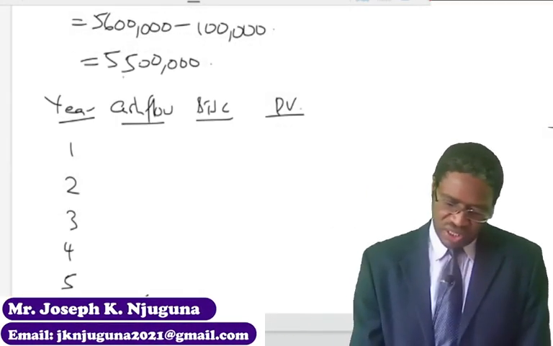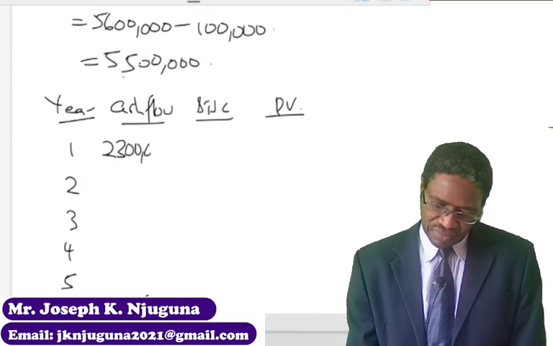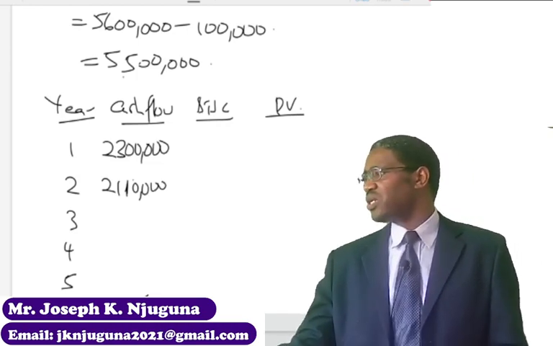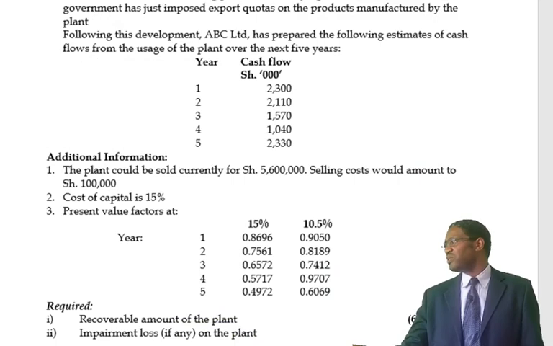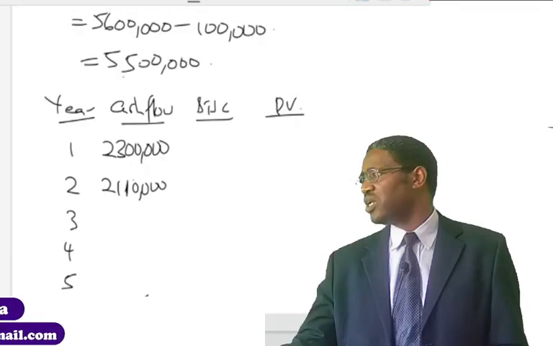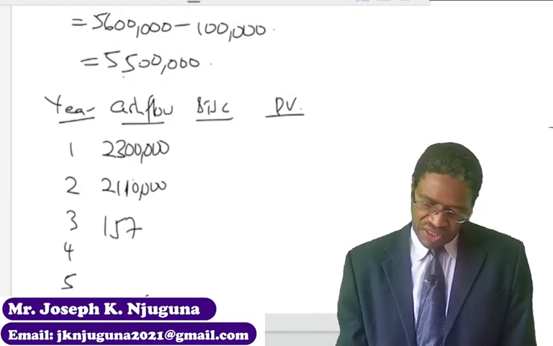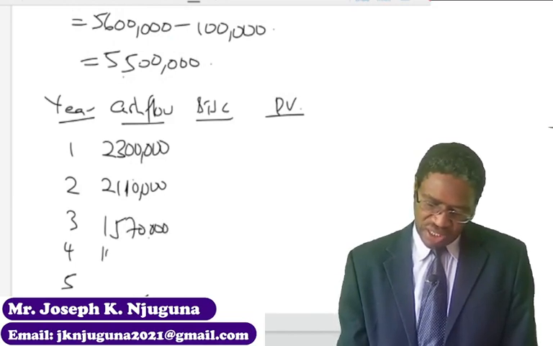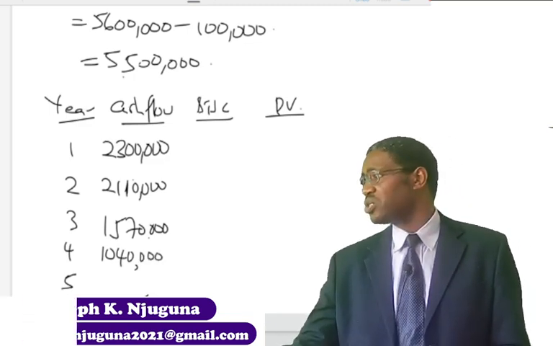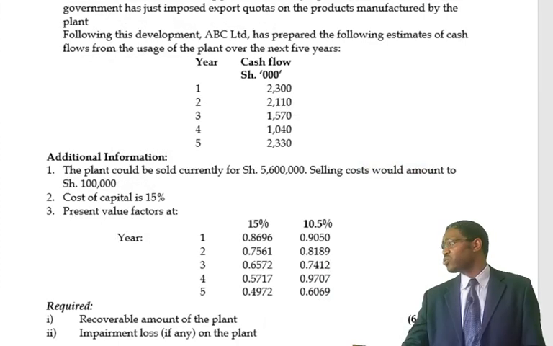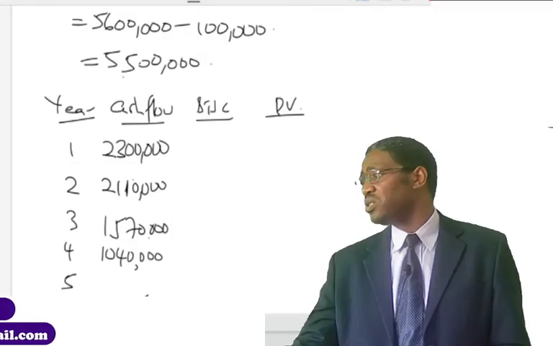23, that is 2,300,000. And the other one was 2110. The third one, let's check the third one. The third one, we were given 1570 and 1040. Finally, the last one was how much? The last one was 2330.